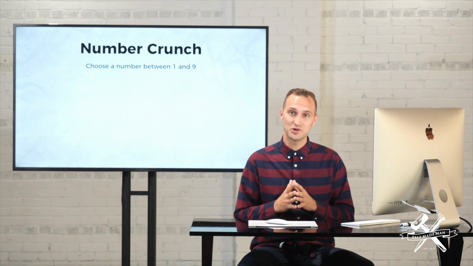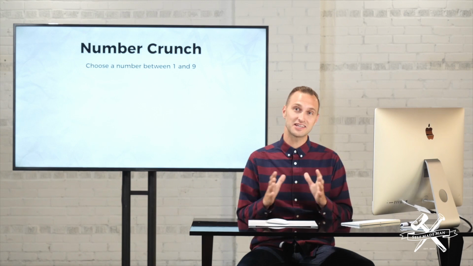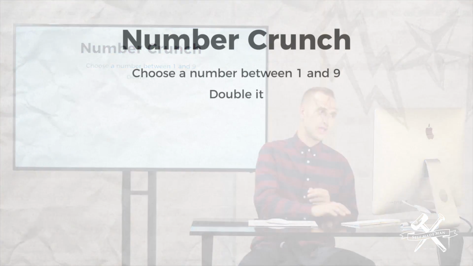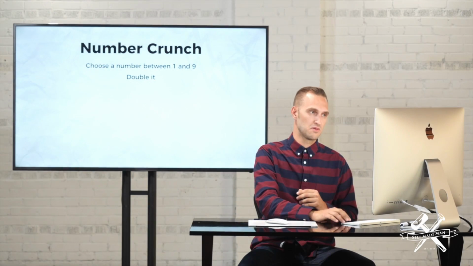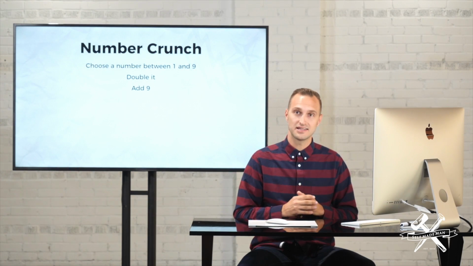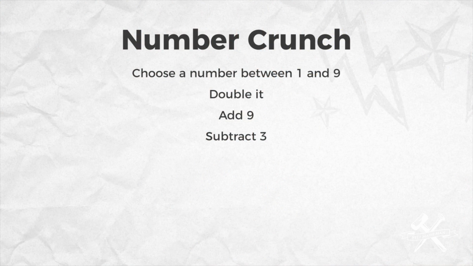This one's really fun. All right, so again, we're going to start out. Go ahead and choose a number between 1 and 9. Don't say it out loud if you're with others. And the first thing I want you to do is to take that number and double it, okay? Then go ahead and add 9. Once you've got that number, go ahead and subtract 3. Now I want you to go ahead and divide that by 2.